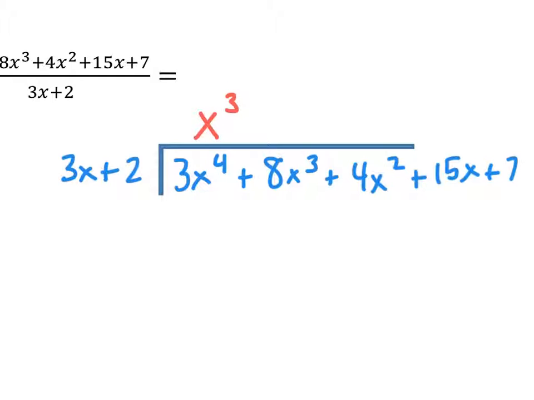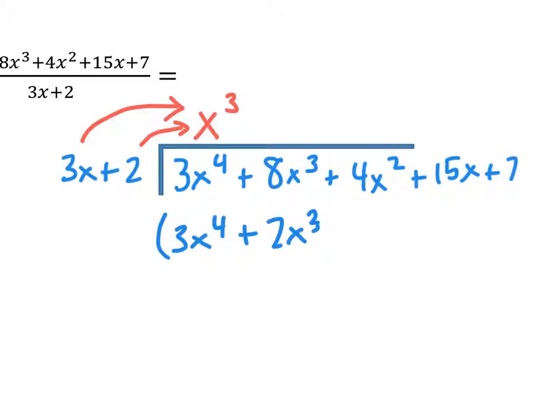Now, what we need to do after that is go back and multiply both of those terms in this binomial by x cubed. And then write it underneath our long polynomial. So 3x times x cubed is 3x to the 4th. And then 2 times x cubed is 2x cubed. And so now we want to come back and subtract these.